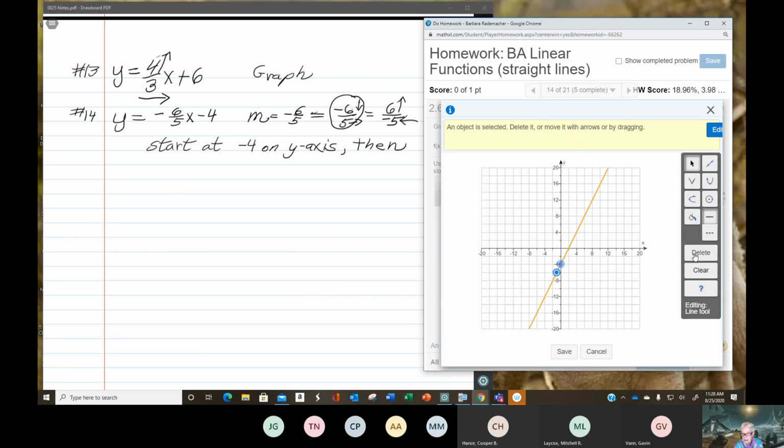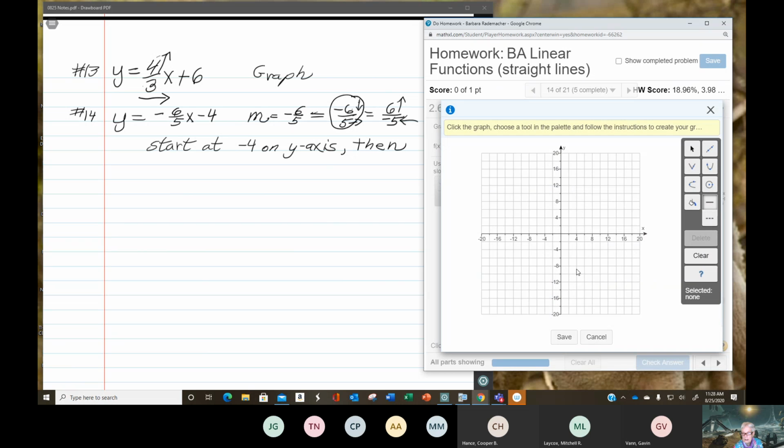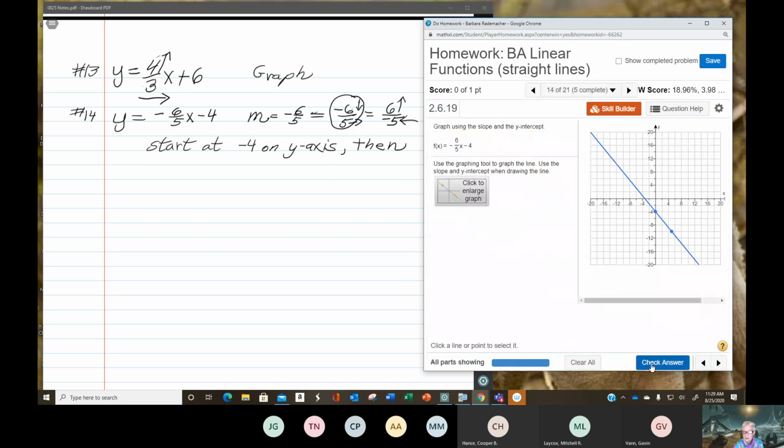Okay, delete. Yes. We're going to do it again. All right, line -4. I'm going to go down 6: 2, 4, 6. And to the right 5: 2, 4, 5. And I'm going to save. And I'm going to hold my breath.